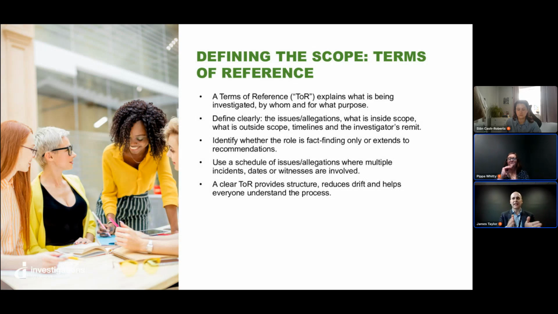And each investigation is different, and each turns on its own facts. So the terms of reference, I think, in summary, is an important document. Spend time, get it right. It sets out the methodology for the entire investigation.